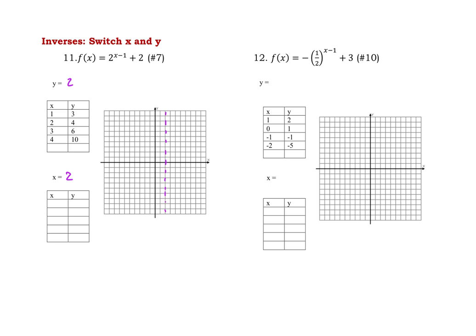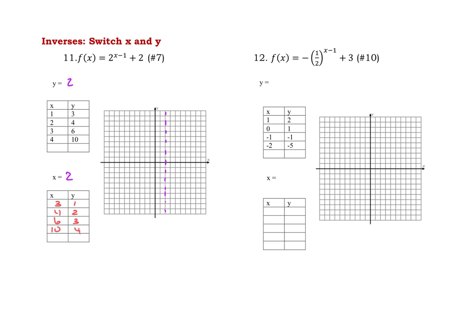Now I'm going to switch my points. All I do, remember, is switch them. So the point 1, 3 becomes 3, 1. 2, 4 becomes 4, 2. 3, 6 becomes 6, 3. And 4, 10 becomes 10, 4.